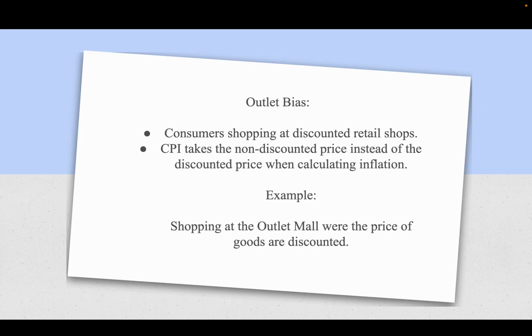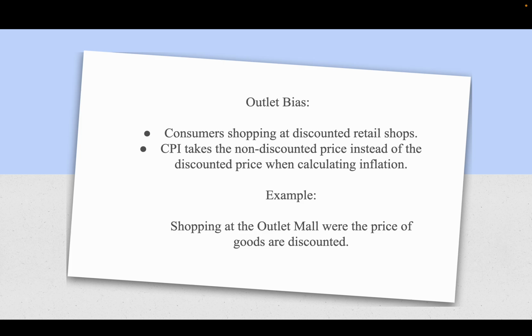The third bias is outlet bias. Outlet bias occurs when consumers choose to shop at places that provide lower prices for the same goods that are produced at other retail shops. CPI does not account for the discounted prices, so they take the price of the goods without the discount when accounting for inflation, which overstates the CPI and creates an upward outlet bias. This bias is similar to substitution bias.